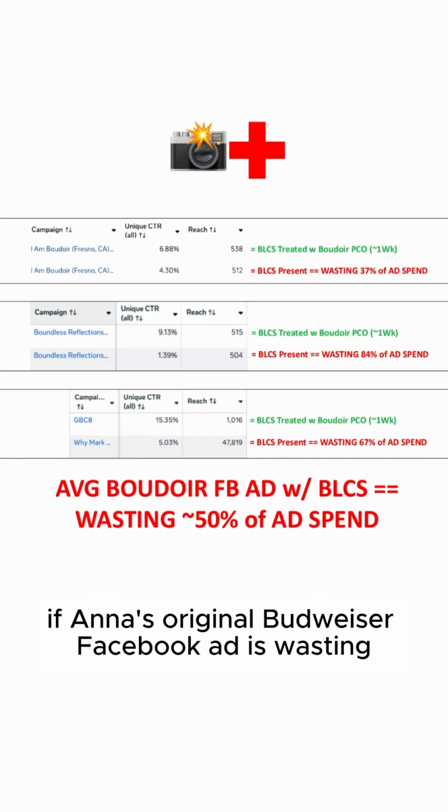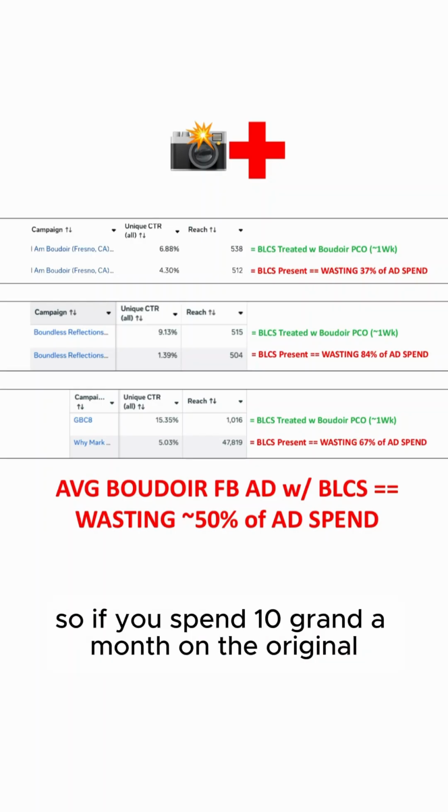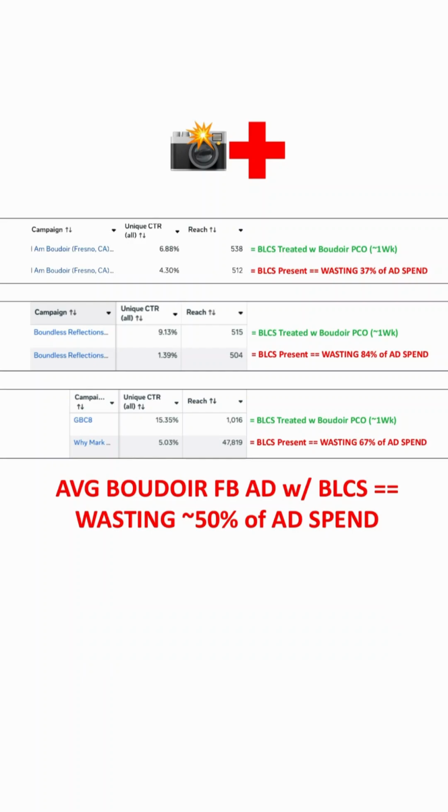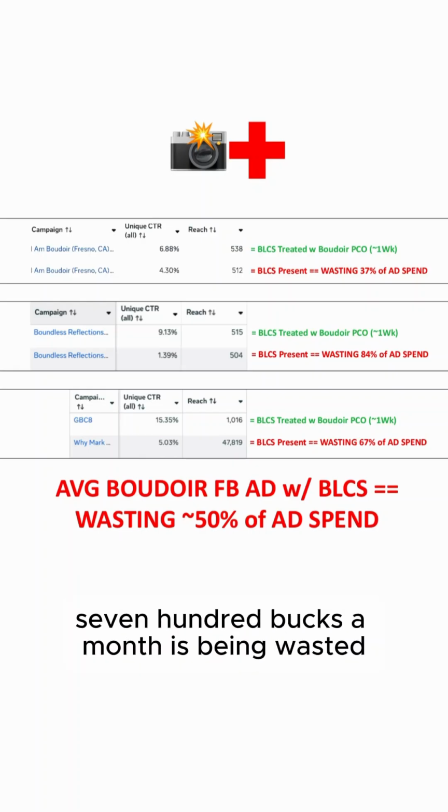So we found his original Boudoir Facebook ad is wasting 67% of ad spend. So if you spend 10 grand a month on the original Boudoir Facebook ad, basically $6,700 a month is being wasted.